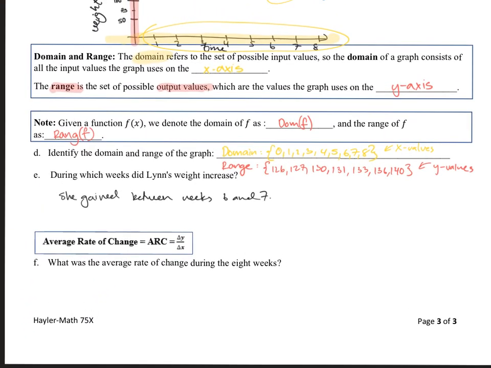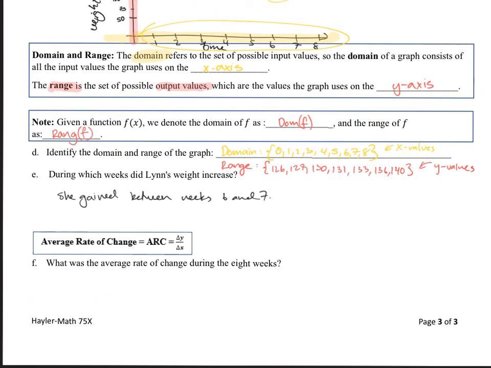And lastly, F, average rate of change. So the average rate of change is the change in your y values over your change in your x values. So this little symbol here is a delta, which means change. Delta, change. So we want to find the change in the y values over the change in the x values. You're trying to figure out how things changed.